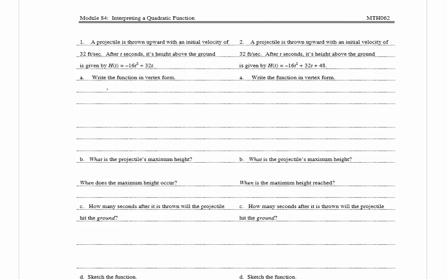So to write this in vertex form, we first need to find h and k. So h is equal to negative b over 2a, which is equal to negative 32 divided by 2 times negative 16, which is equal to 1. And to find k, we're going to evaluate h at 1, which is equal to negative 16 times 1 squared plus 32 times 1, which is equal to 16. So our vertex is (1, 16).